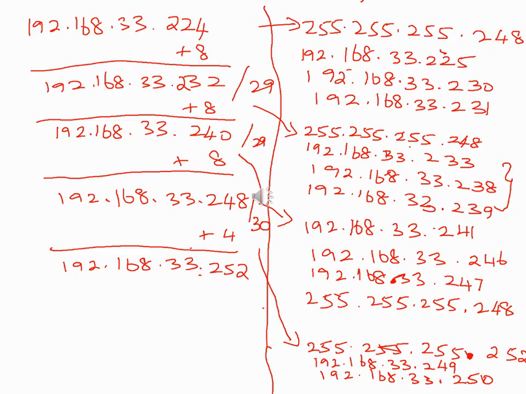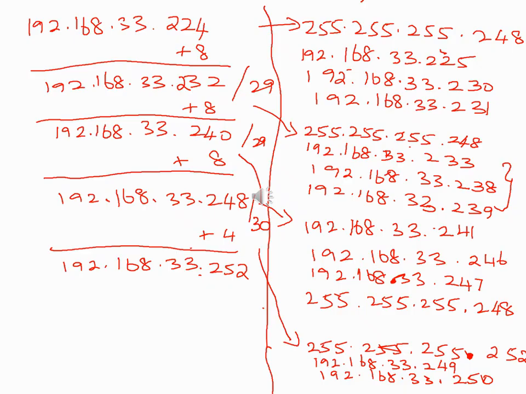Now coming to the last requirement, we need to connect only 2 hosts. We require 2 host IP addresses only. So now we can take the block size as 4 with the /30. So now 248 /30, we are adding plus 4. So which means the last block address is 192.168.33.252. So coming to this 248, the first valid IP will be 249, last valid IP will be 250, and the broadcast IP will be 251.